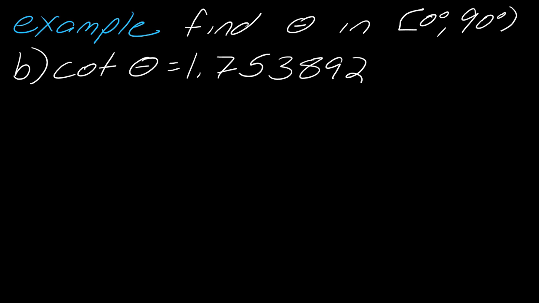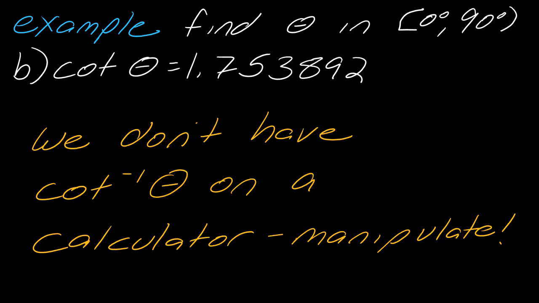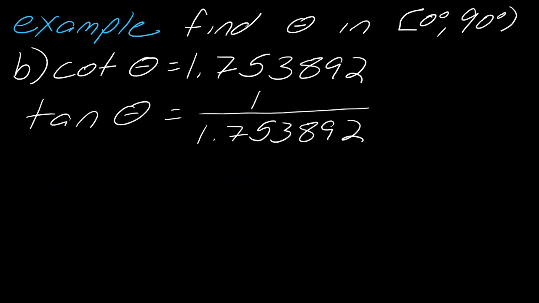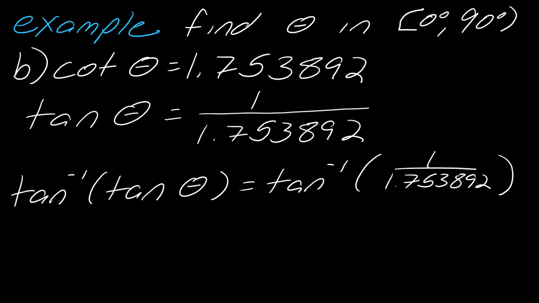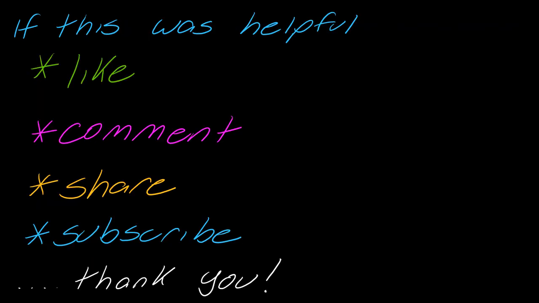All right, so I've also got cotangent of theta equals 1.753892. Now you'll notice that we don't have an inverse cotangent on the calculator, so once again we have to manipulate. So to manipulate this, I just write it as the inverse, that's it. So I've got tangent of theta equals 1 over that number. And now I can go ahead and take inverse tangent of each side, plug that in my calculator, I get 29.69 degrees. And so that's it.